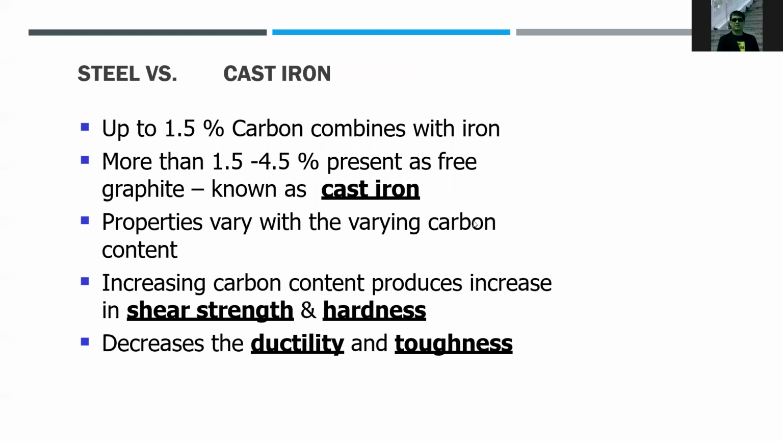So steel versus cast iron. Up to 1.5% of carbon combines with iron, and 1.5 to 4.5% present as free graphite is known as the cast iron. So the steel is only about 1.5% carbon. Increasing the carbon content produces an increase in shear strength and hardness. If you increase the carbon content, it decreases ductility.